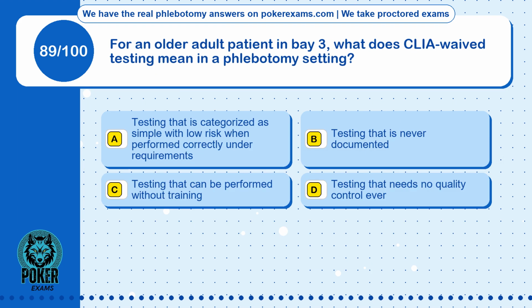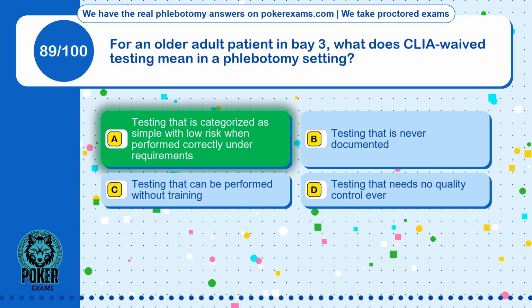Question 89. For an older adult patient in Bay 3, what does CLIA waived testing mean in a phlebotomy setting? Option A, testing that is categorized as simple with low risk when performed correctly under requirements. Option B, testing that is never documented. Option C, testing that can be performed without training. Option D, testing that needs no quality control ever.